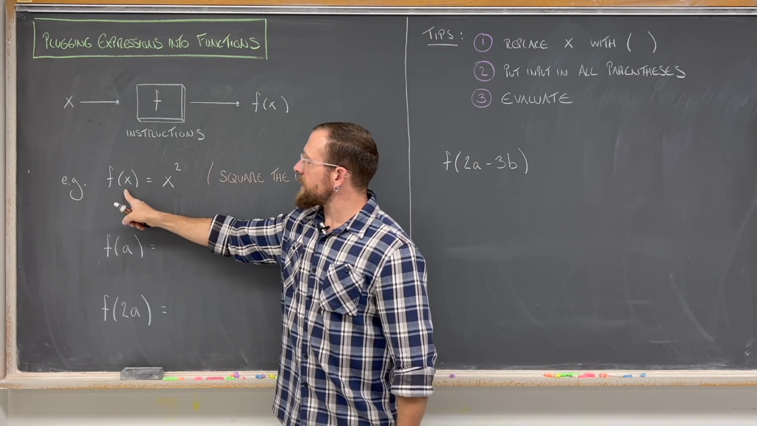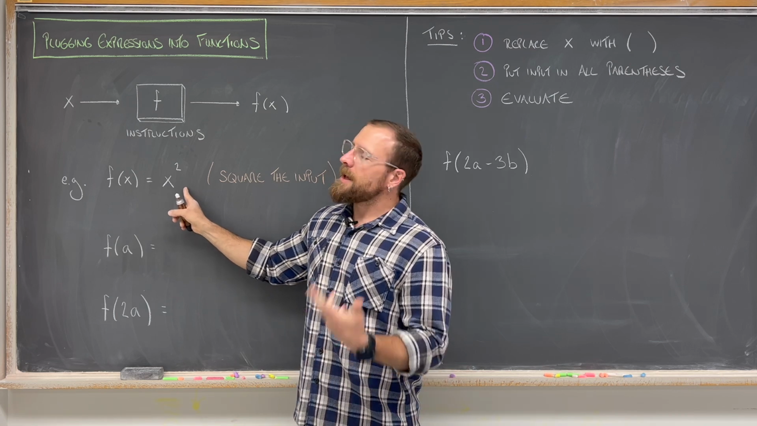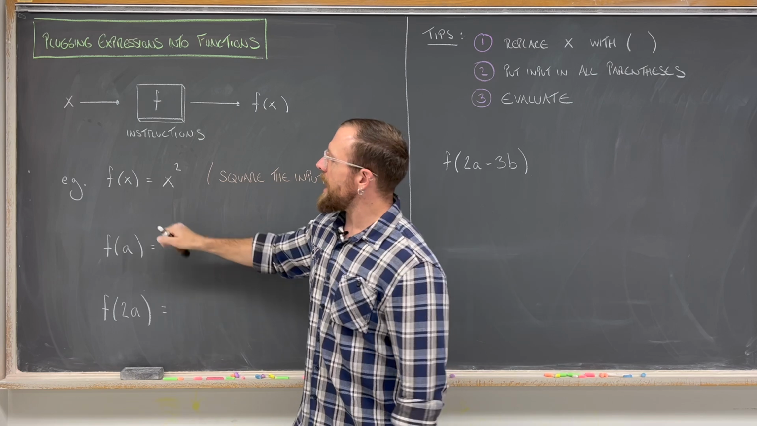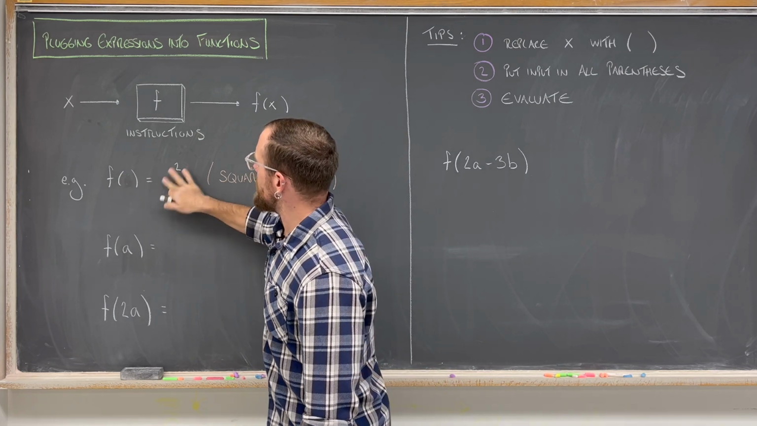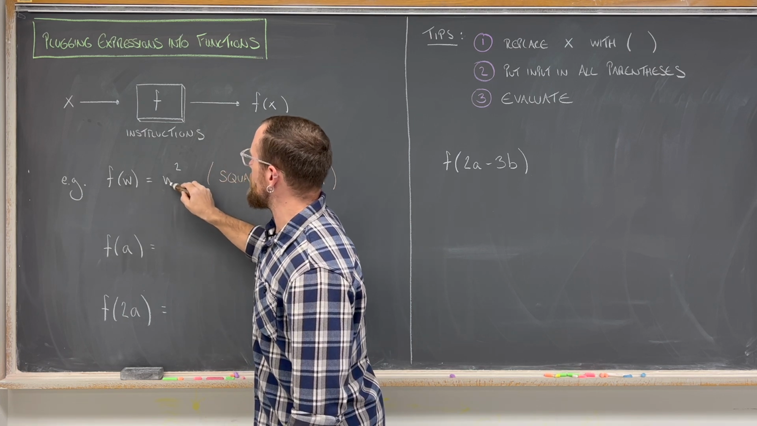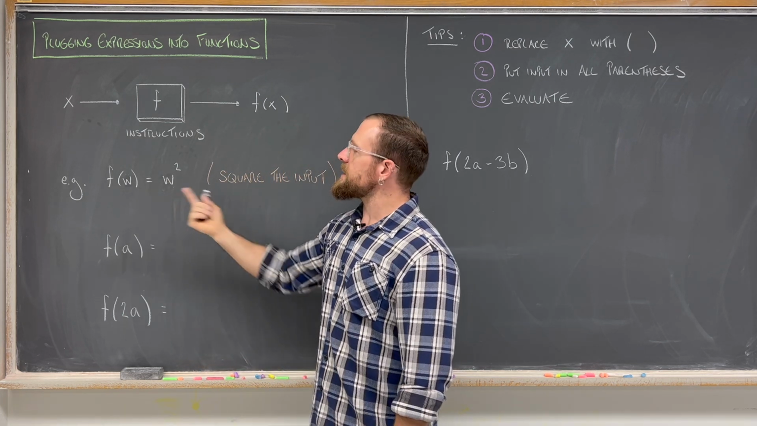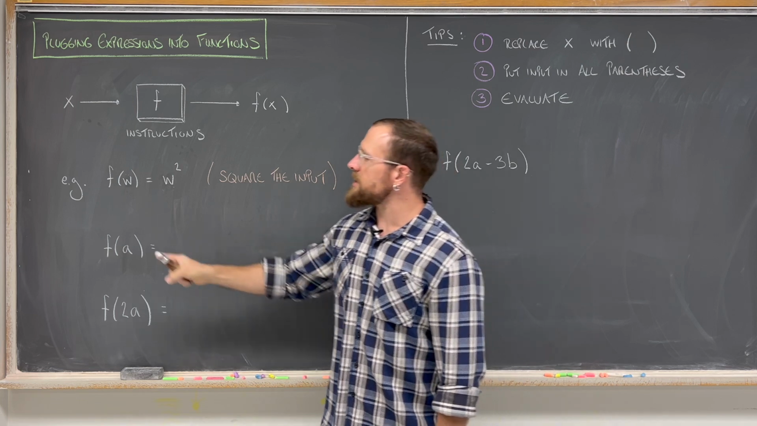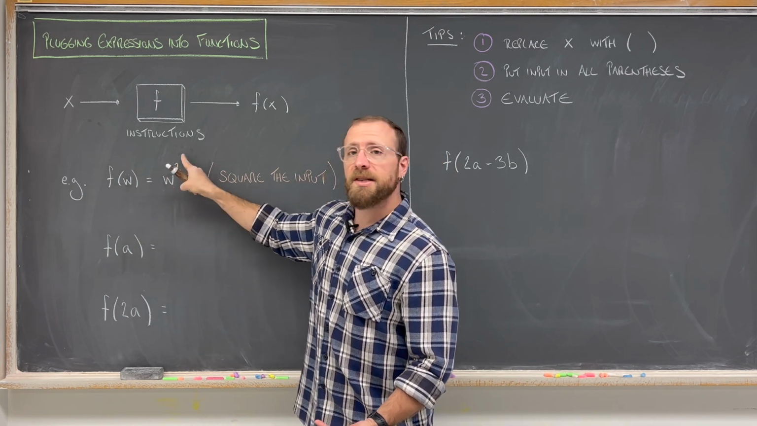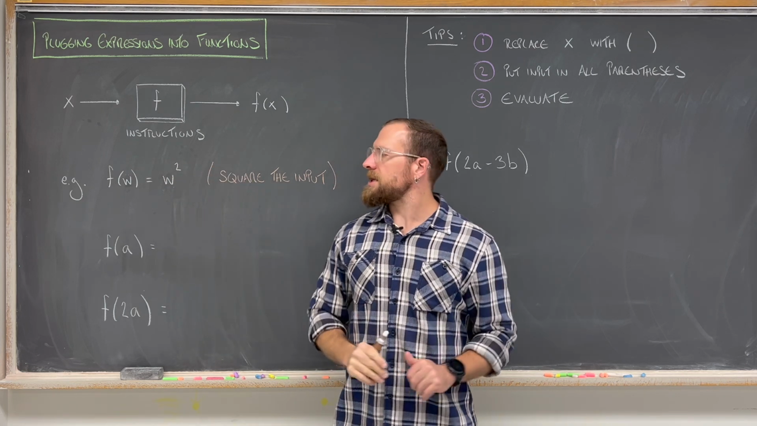When I look at f of x equals x squared, the function f has nothing to do with x. In fact, I could define the exact same function with a different symbol. I could turn this into a w and say f of w is w squared. What this is telling me is that what this function does to input, you can call it whatever you want, is it squares the input. That's how it produces the output.